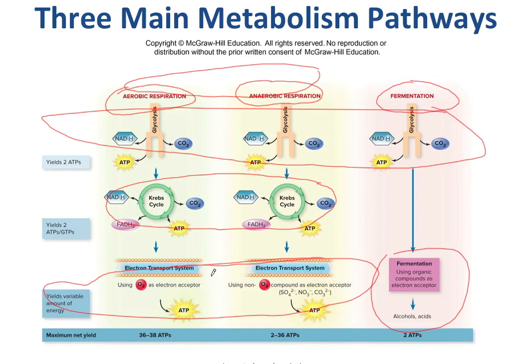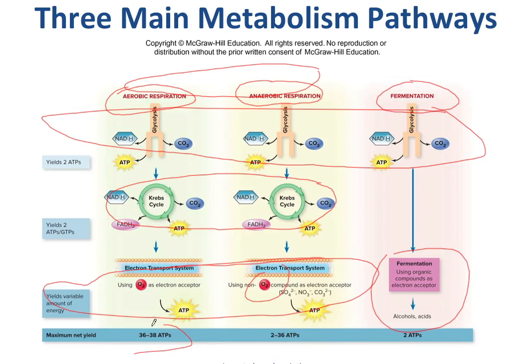For the aerobic respiration, it uses the oxygen to accept the electron to release ATP. However, for the anaerobic respiration, it uses other molecules such as sulfate, nitrate, or carbonate to accept the electrons to release the ATP, other than the oxygen.